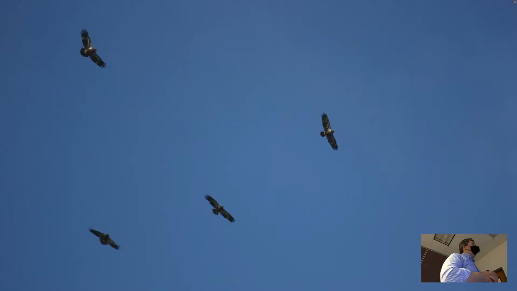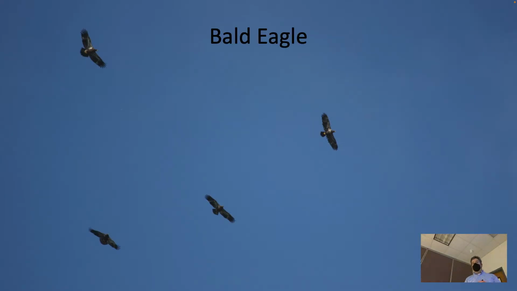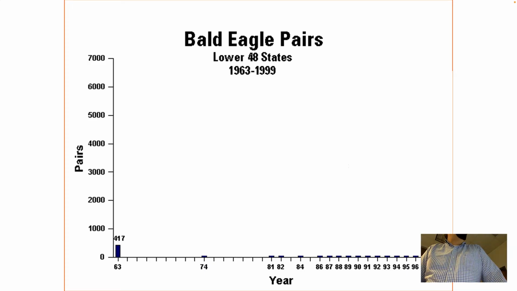So one key bird was the bald eagle. The bald eagle, which is our national bird, at the time when I was a child, was an incredibly rare bird in the United States. It had been abundant in colonial times, but by the 1960s and 1970s was incredibly rare. So in 1963, there were 417 nesting pairs of bald eagles in the lower 48 states. Most of those were in Washington or Minnesota.